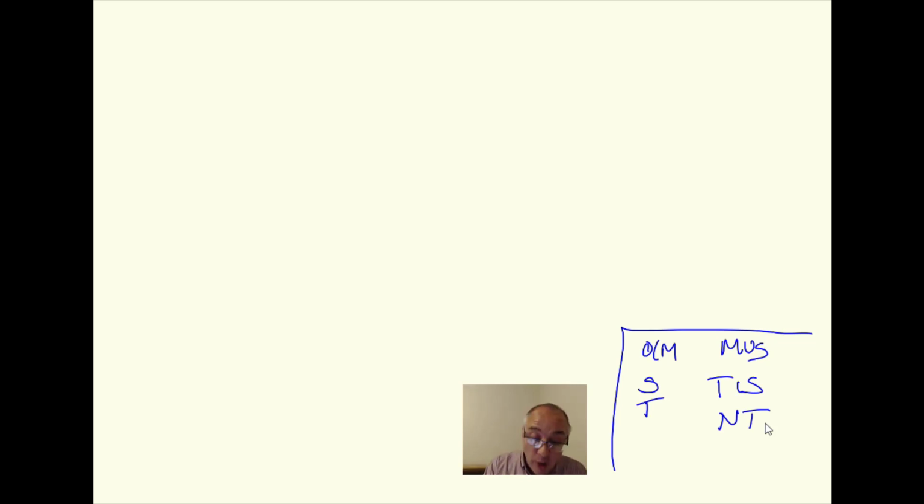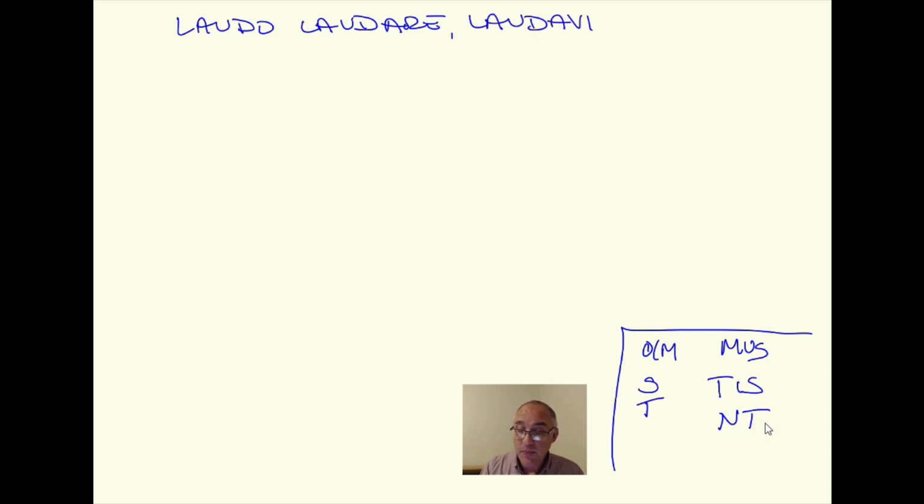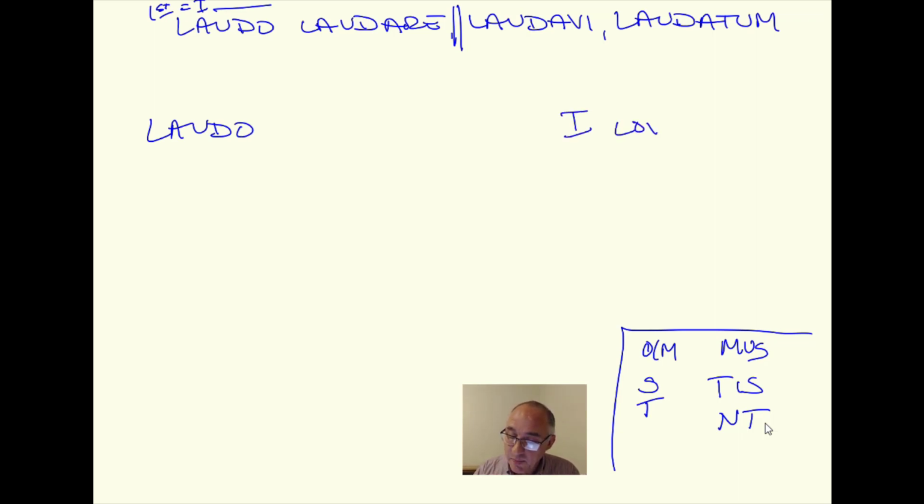Let's use laudo. Laudo, laudare, laudavi, laudatum. And I'll just put this artificial line there in the middle, just so remember we're only dealing with the first two. And remember, the first principal part is always "I blank." So laudo is I love.